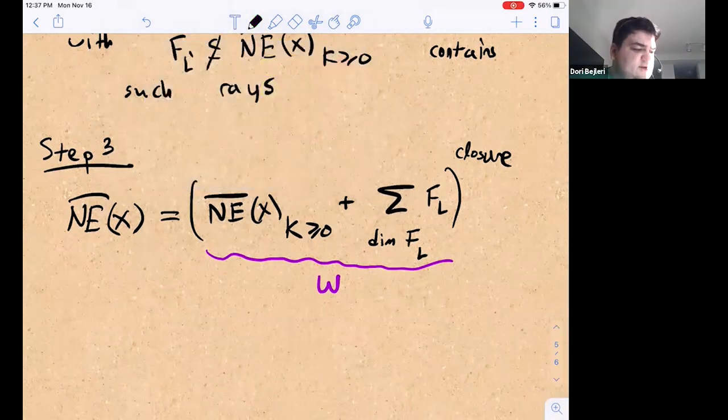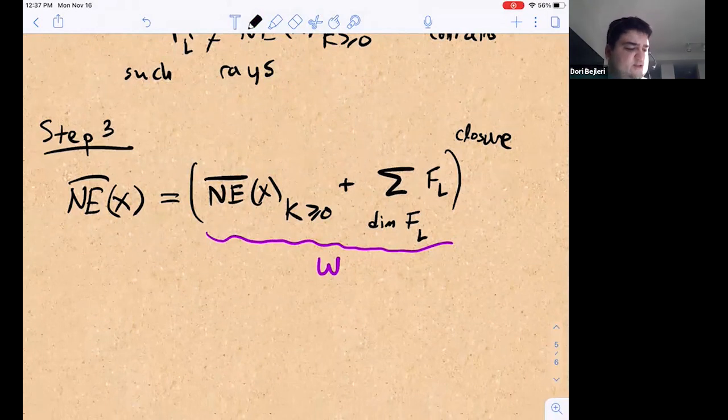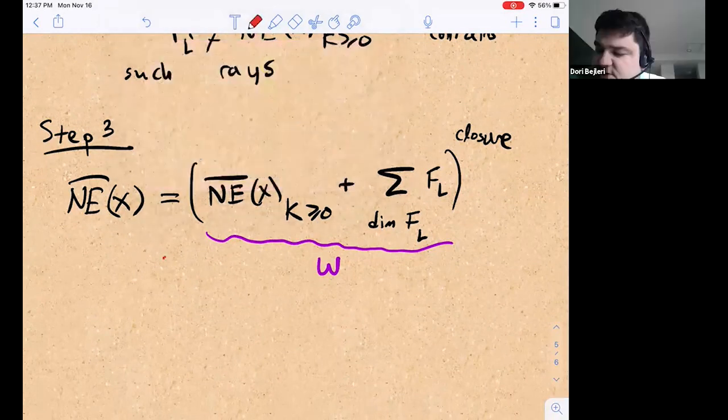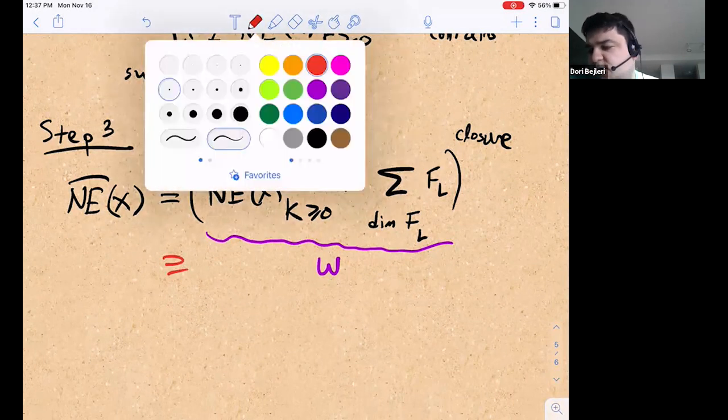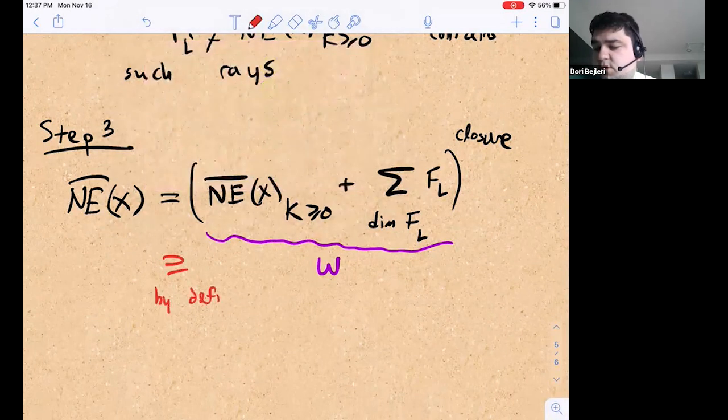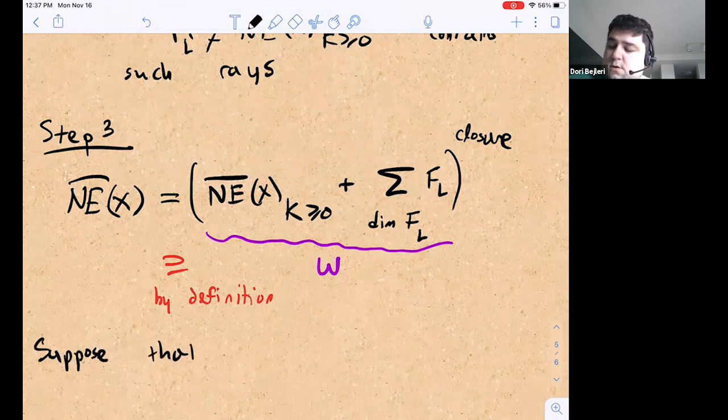Okay, so how do we show this? Well, let's just suppose not. So first of all, one direction's clear. This is contained here just because we have the closure of some span of pseudo-effective classes. So let's suppose that this W was a strict subset of NE bar of X.